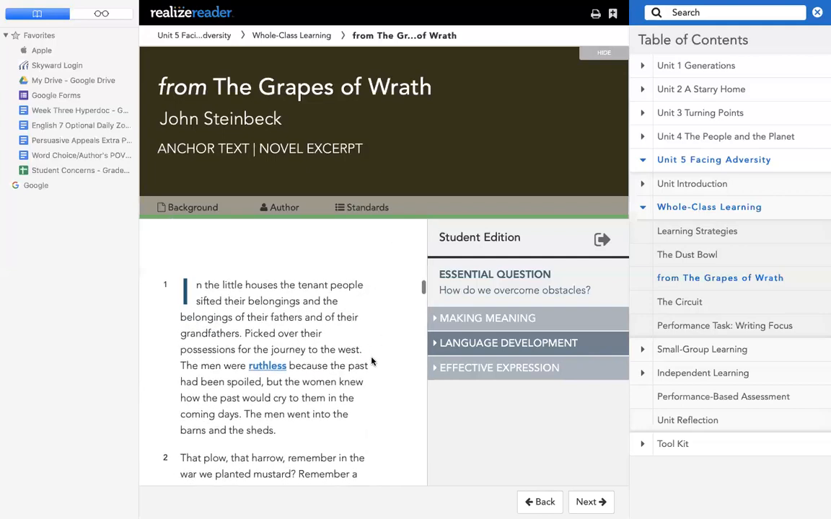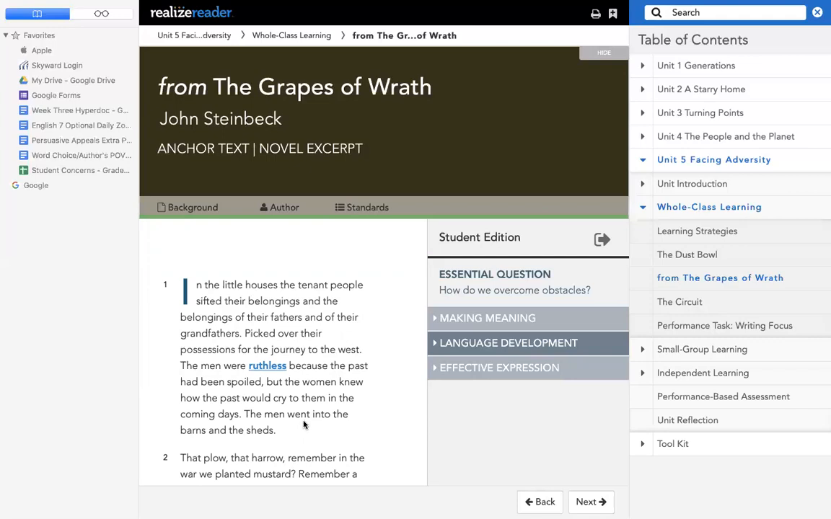Let's start with paragraph 1 here. In the little houses, the tenant people sifted their belongings and the belongings of their fathers and of their grandfathers, picked over their possessions for the journey to the west. The men were ruthless because the past had been spoiled, but the women knew how the past would cry to them in the coming days. The men went into the barns and the sheds.